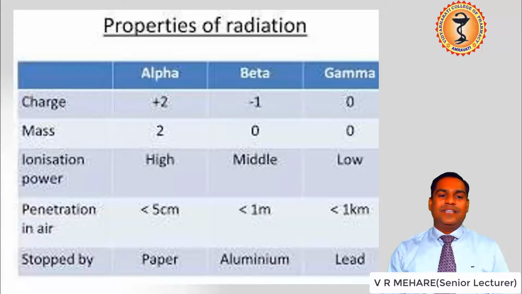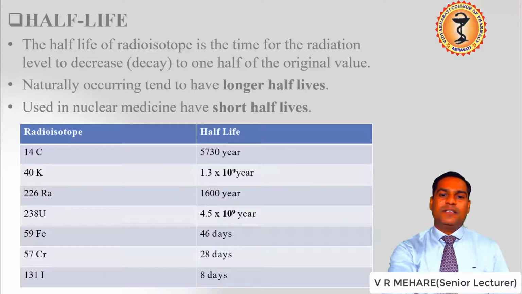Now, what is the depth of penetration? In air, the alpha particle's depth of penetration is less than 5 centimeters. Beta particle is less than 1 meter, whereas gamma radiation is less than 1 kilometer. This means gamma radiation has the highest penetration power as compared to alpha and beta. Alpha particles are stopped by paper, beta particles by aluminium, and gamma radiation can be stopped by a lead block. So these were certain characteristic features of alpha, beta and gamma radiation.